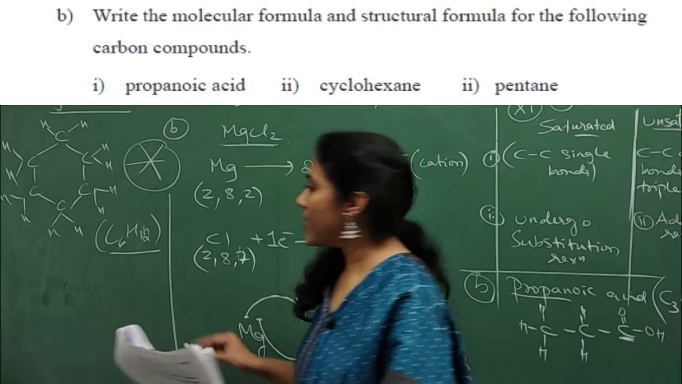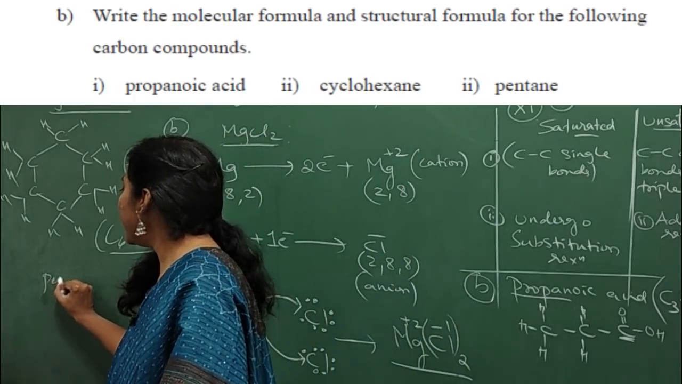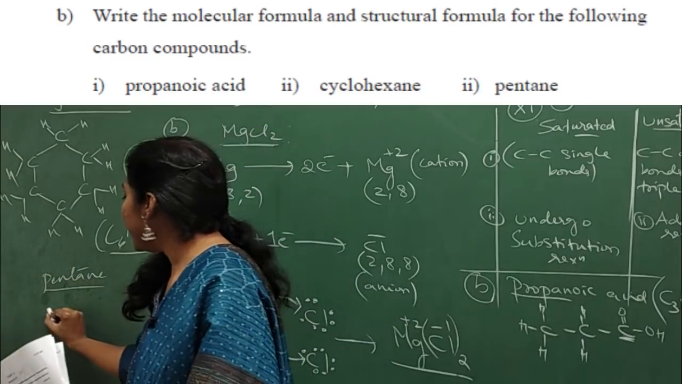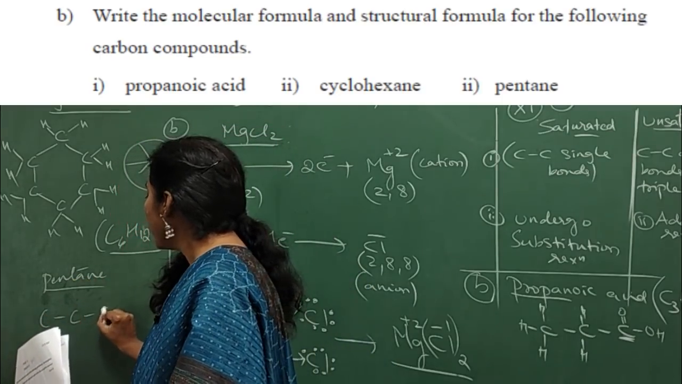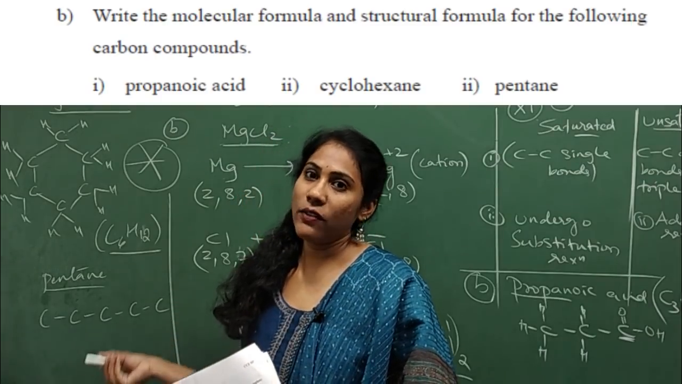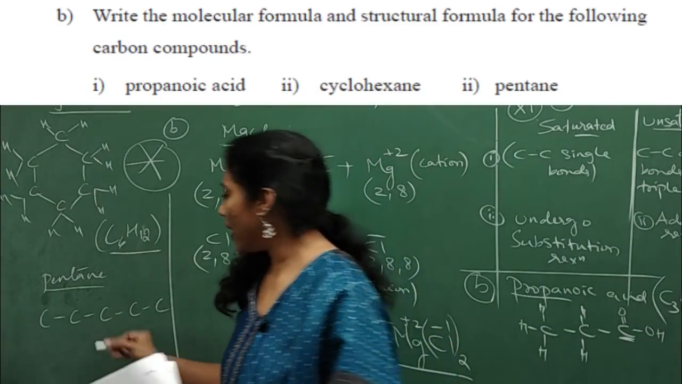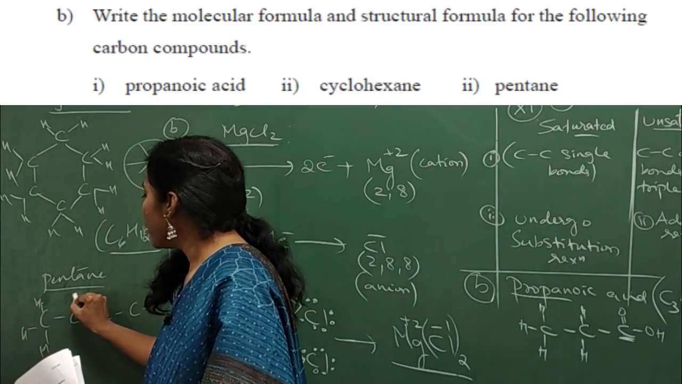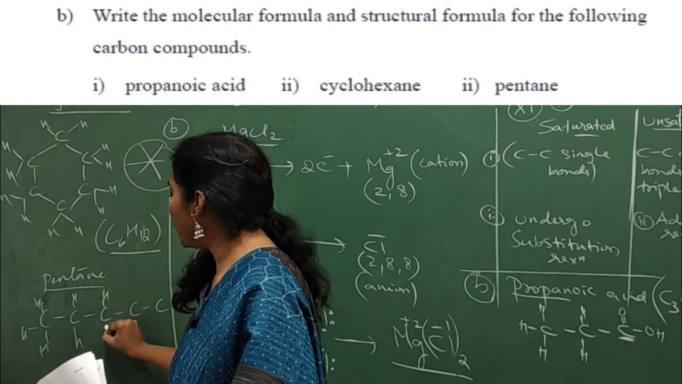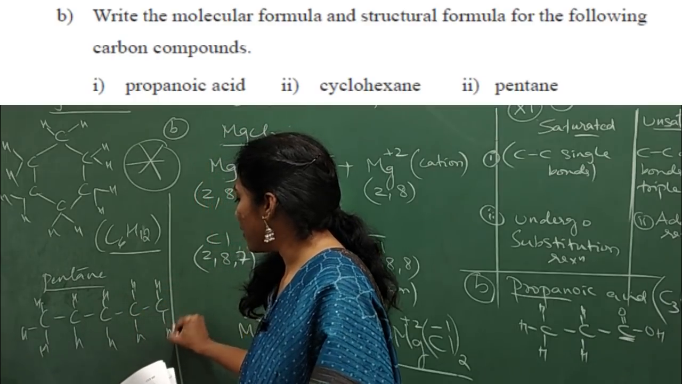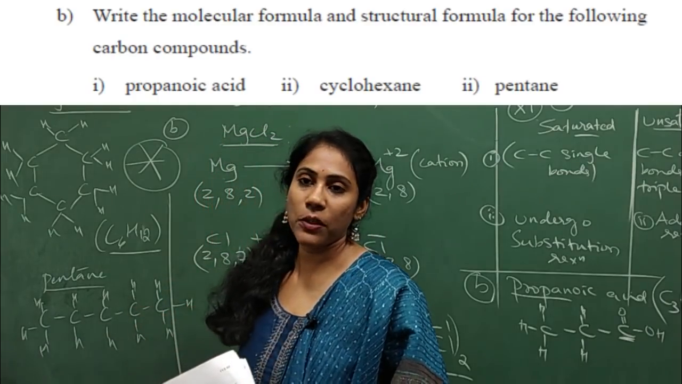Then last one, pentane. Pentane is very simple. You all can write the structural formula, right? Pent means 5 carbons. Now you will satisfy the valency by placing hydrogen atoms. Here you will put 3 hydrogens, here 2 hydrogens, 2 hydrogens here, 2 hydrogens here, and 3 hydrogens here. So this is the structural formula of pentane.